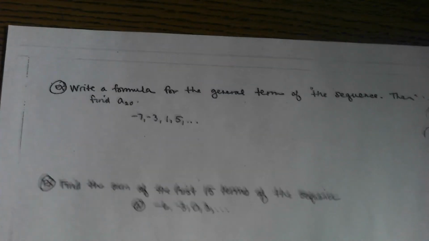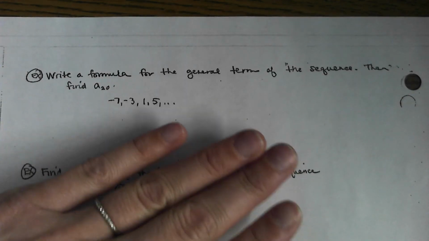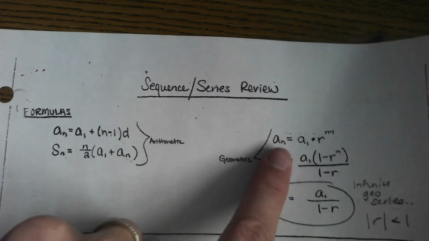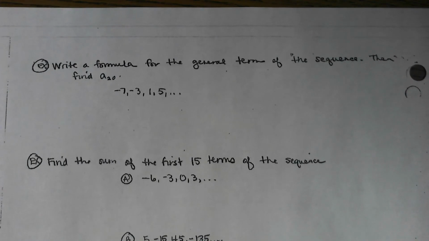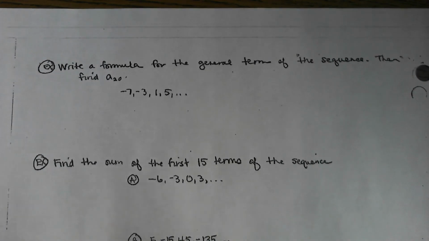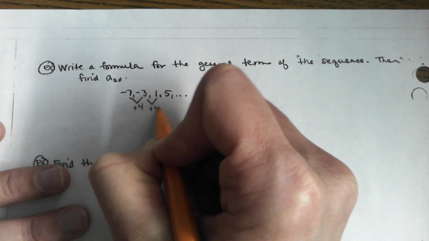Writing your own formulas. So coming up, taking a sequence, writing your own formula. And you have to know, obviously, your sequence formulas in order to do this. And you also need to be able to identify, hopefully this is the easiest part, whether it's arithmetic or geometric. So this is adding 4. Does it continue to add 4?